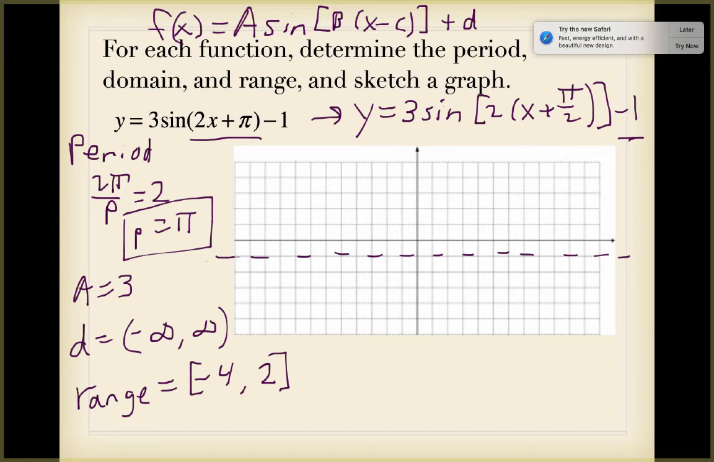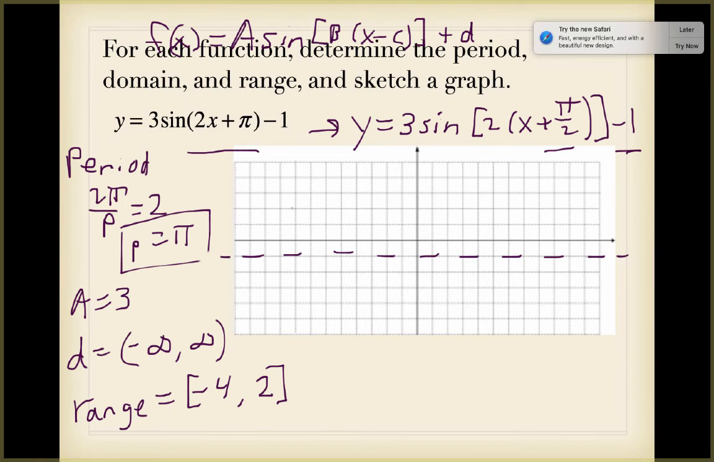So we have our center line. We know it's going to top out at +2. We know it's going to go down to -4. And we have a period of pi. So this thing's going to repeat every pi. Our amplitude is 3, so we know the top of our function will go to +2. We know the bottom of our function will go to -4.